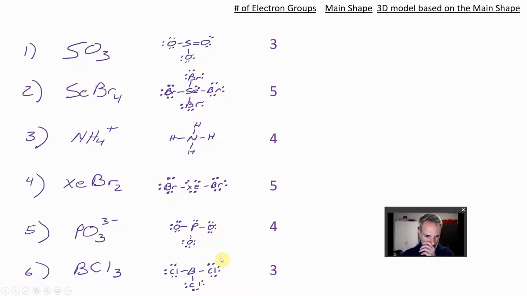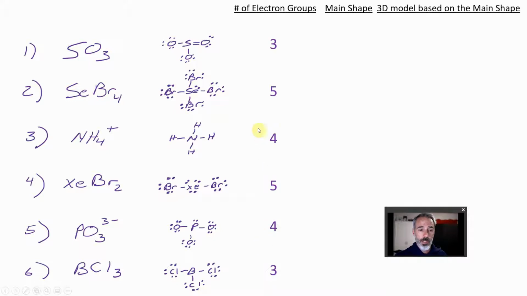Now, why do the electron domains matter? Because what that means is the ones with 3 electron domains, like number 1 and number 6, they should have a very similar shape. And you kind of see it. I drew them both as T-shaped. That's not what they are, but you can kind of see why that might be.